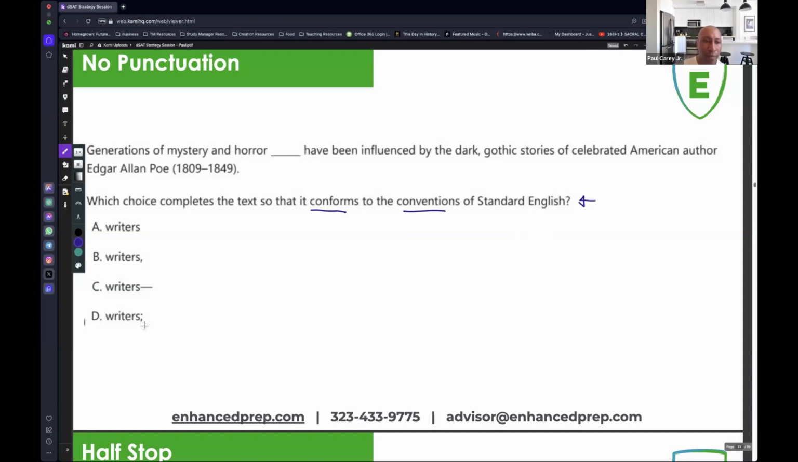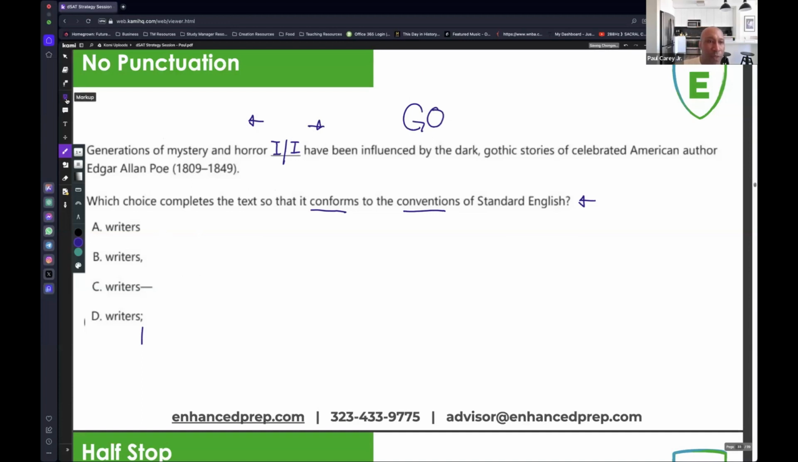So let's see the first part. So generations of mystery and horror writers. Well, that is an incomplete idea. And let's check the next part. Have been influenced by dark Gothic stories of celebrating American author Edgar Allan Poe. So again, that's going to be another incomplete idea because we don't know who it was, right? So if we're reading this side by itself and this side by itself, we see that we have two incompletes. So we know we're going to use our go punctuation.